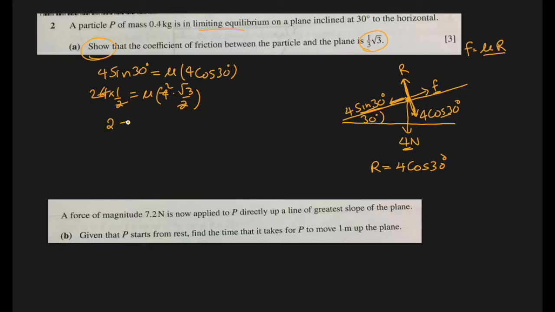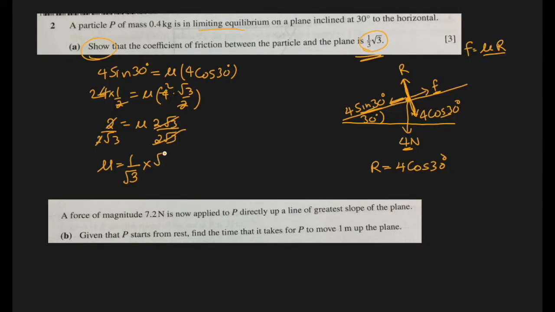So 2 equal to mu 2 square root 3. We want to isolate mu. So 2 square root 3 divides both sides. Here it cancels fully, here it cancels partially, only 2 and 2 cancel. So mu comes out to be 1 over square root 3, but it is not matching with what they want.